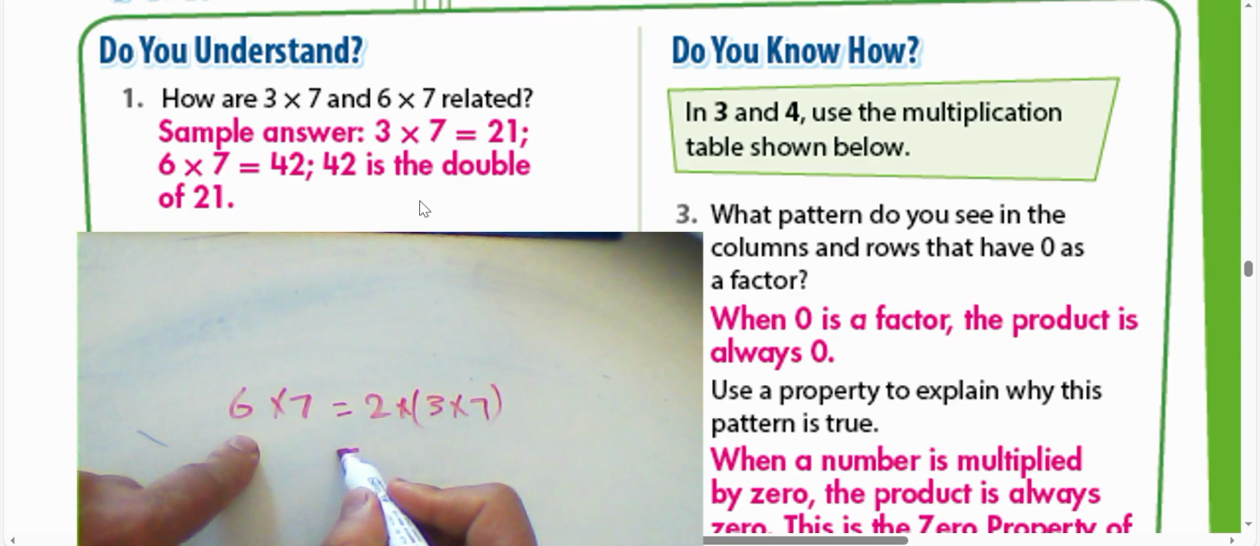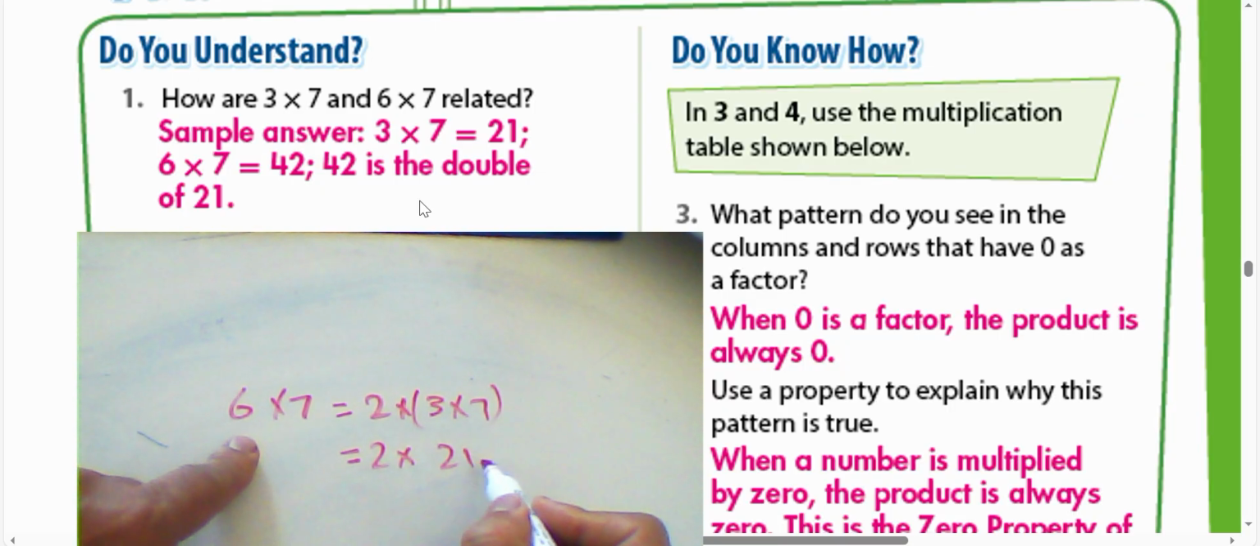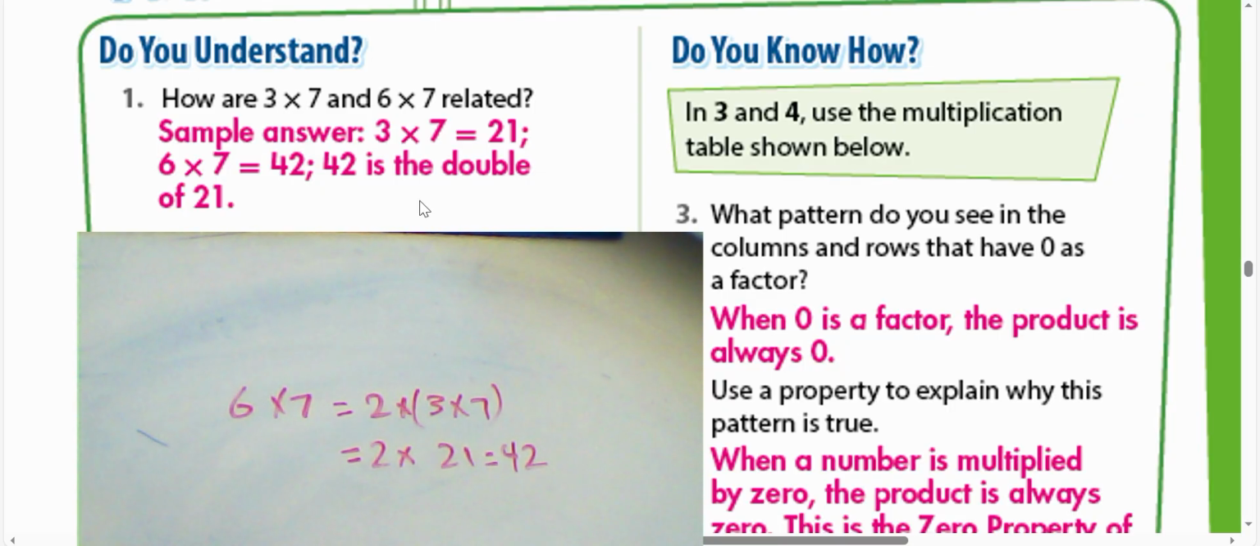We can write the answer here. 2 times 3 times 7 is 21 times 2, which equals 42. You can use these properties to find the answer.